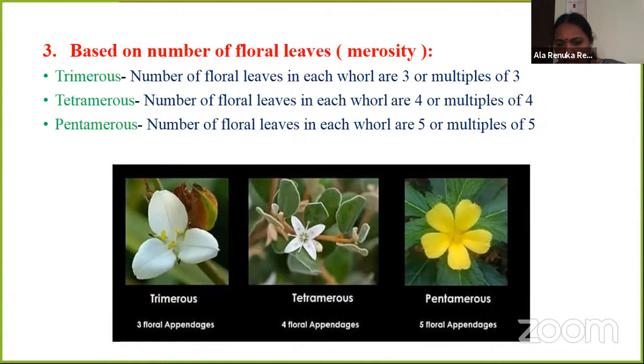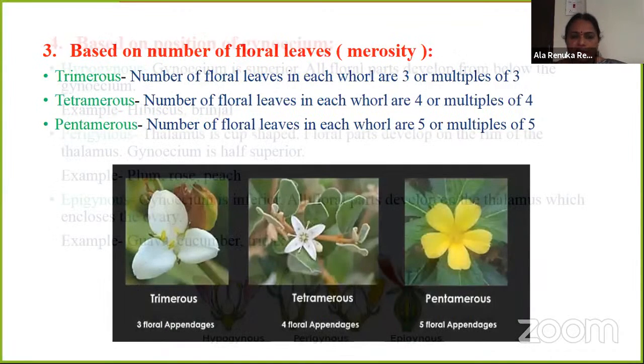We can see in this flower there are 5 petals, very clearly, and the sepals also, and likewise the androecium and gynoecium will be in 5s or multiples of 5. Penta 5, tri 3, tetra 4. There is no confusion. It is very clear. The word itself tells you what the number of floral leaves will be. You are all familiar with the terms tri, tetra and penta. So these are the different types of flowers based on the number of floral leaves.